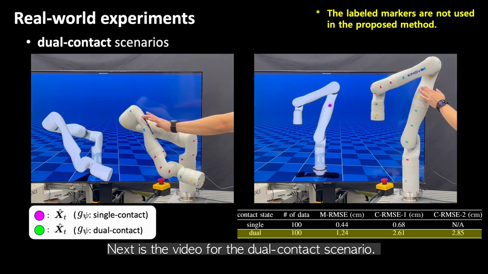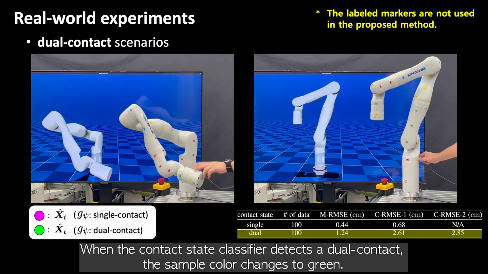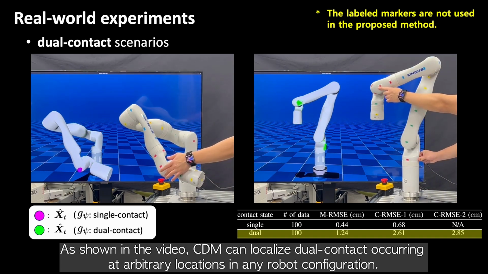Next is the video for the dual contact scenario. When the contact state classifier detects a dual contact, the sample color changes to green. As shown in the video, CDM can localize dual contact occurring at arbitrary locations in any robot configuration.